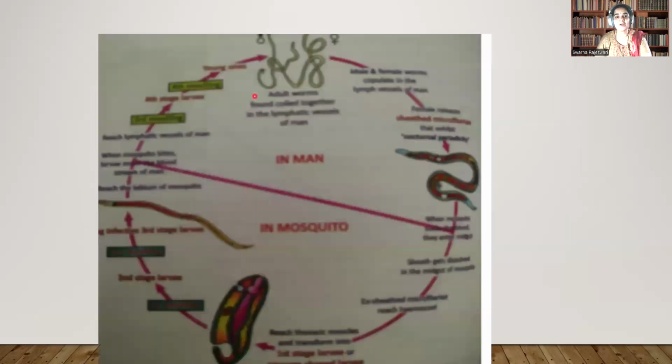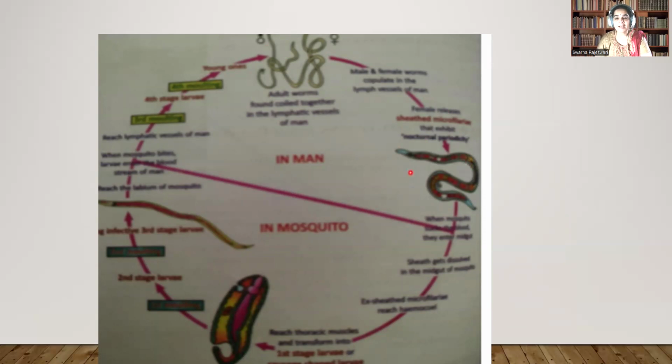When we see the life cycle of this Wuchereria bancrofti, we know that it will be present in the lymphatic vessels of the man. So, both the male and the female worms will be copulating in the lymphatic vessels of the man, and the female releases the larva, and the larval form is called the microfilaria larva. And this microfilaria larva will be present in the deeper blood vessels of the man.